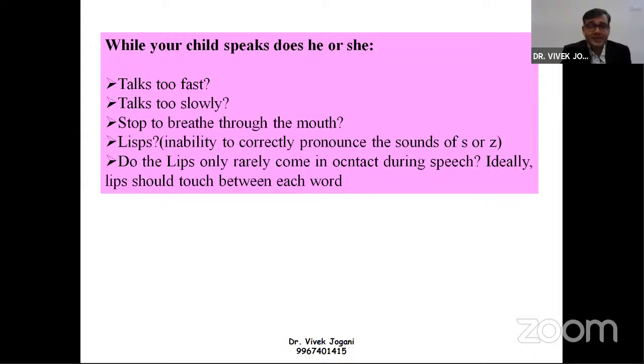While a child speaks, does he or she speak very fast, very slowly, or stop in between to gasp for air? Is there any lisping in between? If any of the questions is answered yes, again, the presentation is just for you.